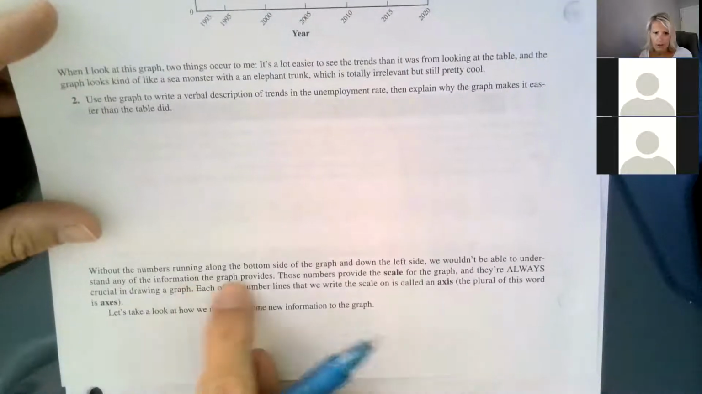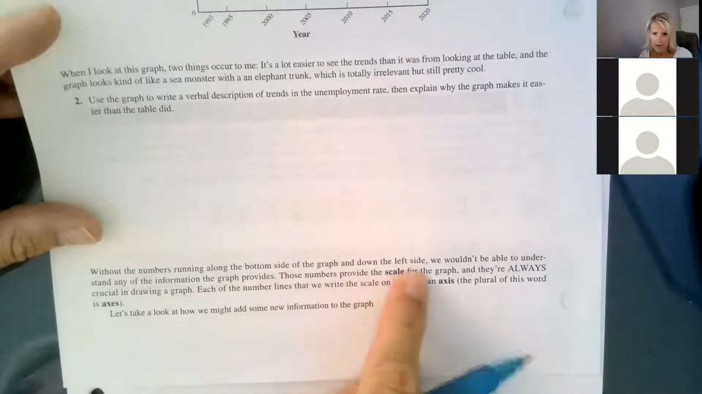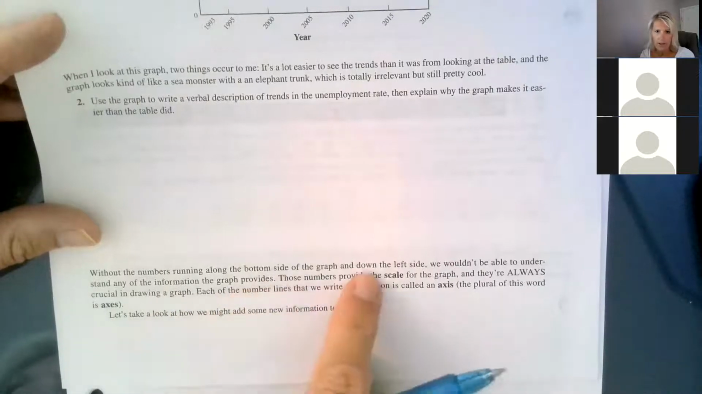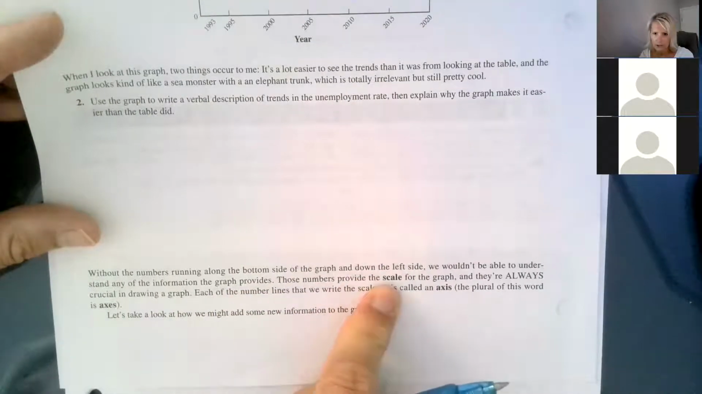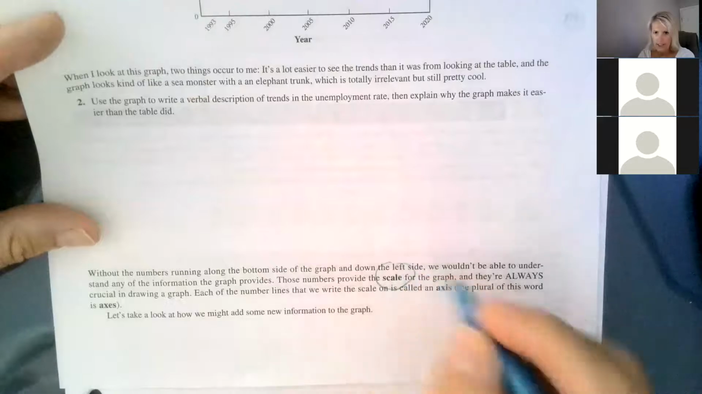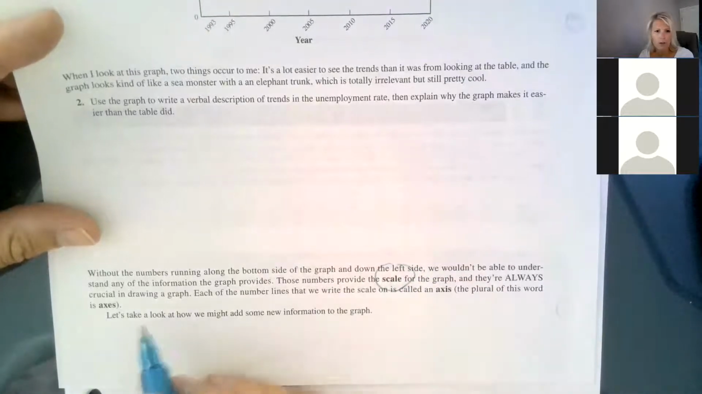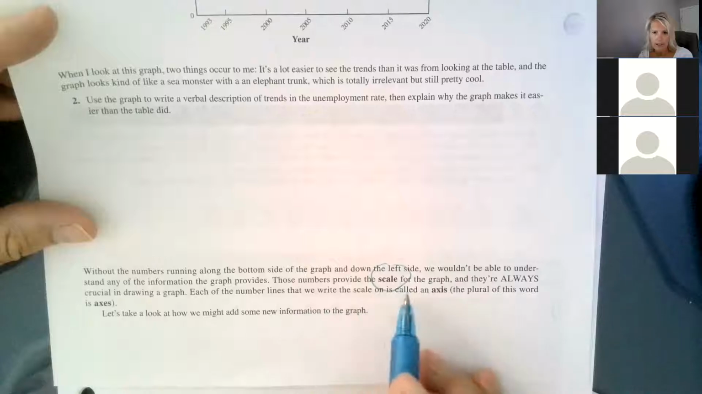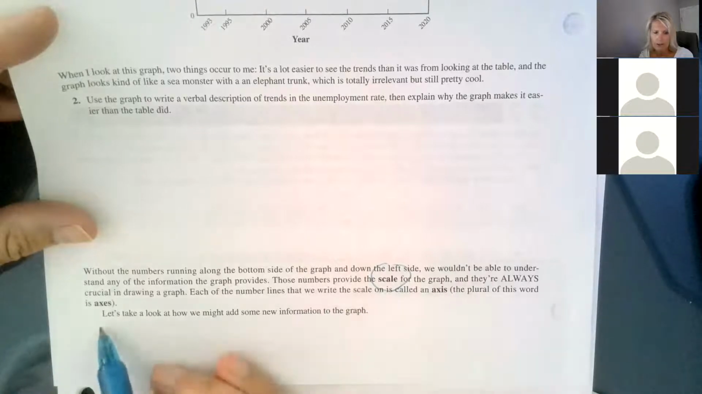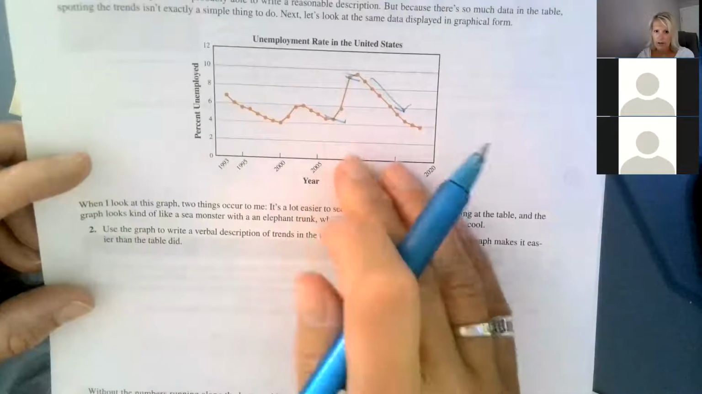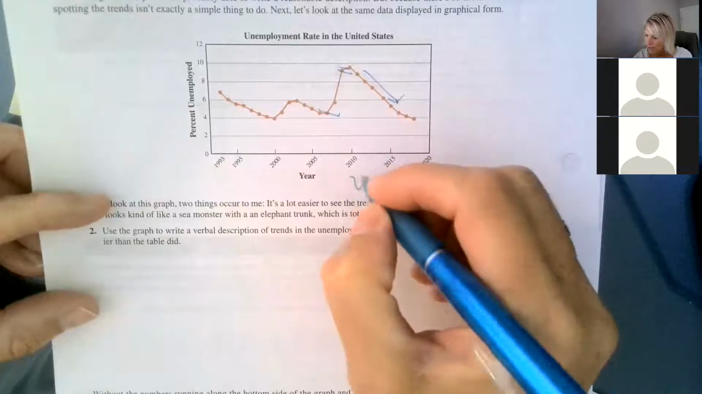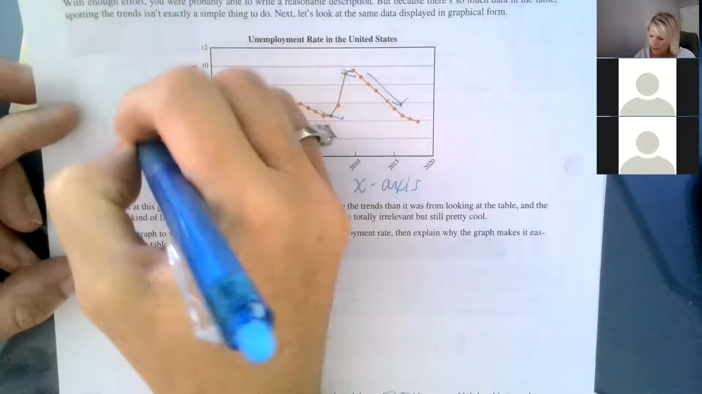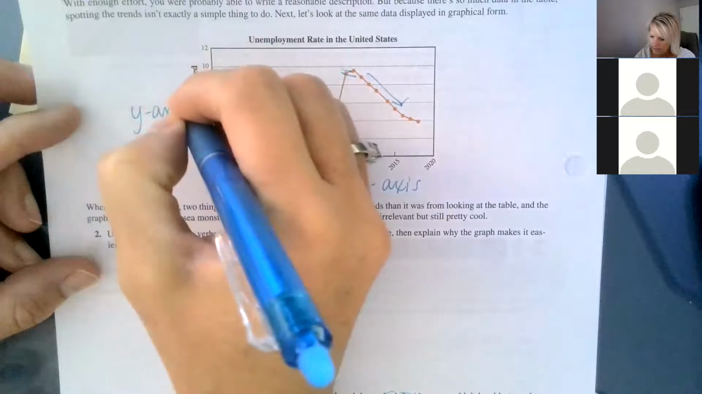So it says, without the numbers running along the bottom side of the graph and down the left side, we wouldn't be able to understand any of the information the graph provides. Those numbers are called the scale for the graph. So that's important, the scaling, and it's always crucial in drawing a graph. Each of the number lines that we write the scale on is called an axis. The plural word is axes. So this one down here is called the x-axis, and this one over here is called the y-axis.